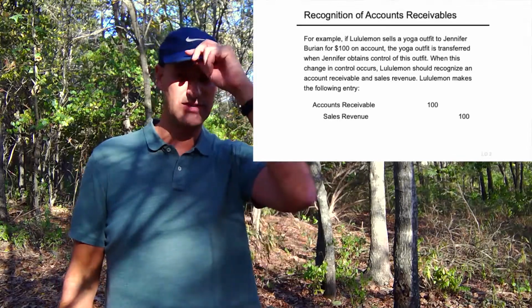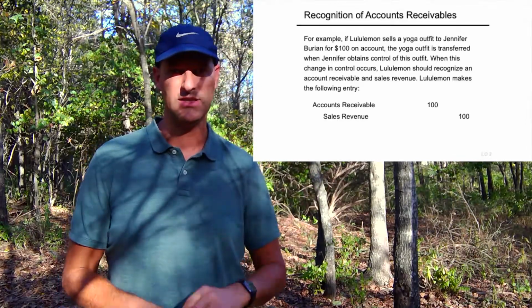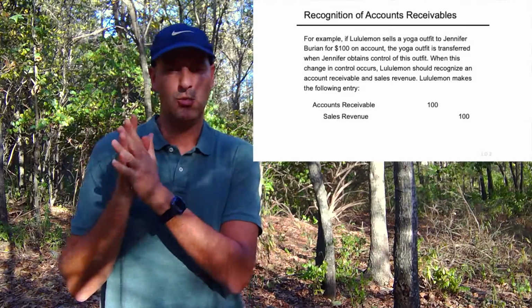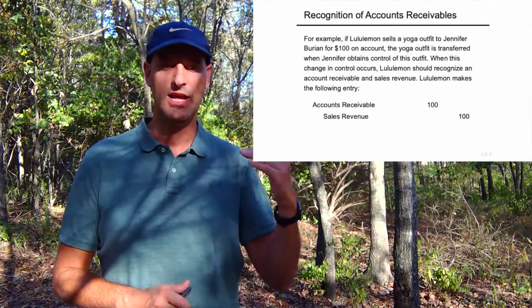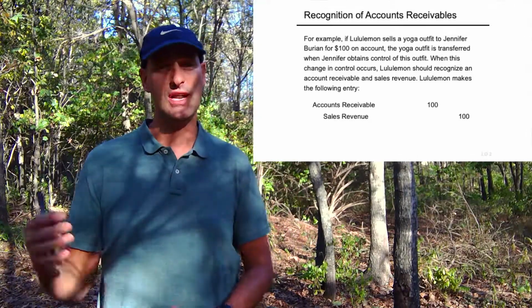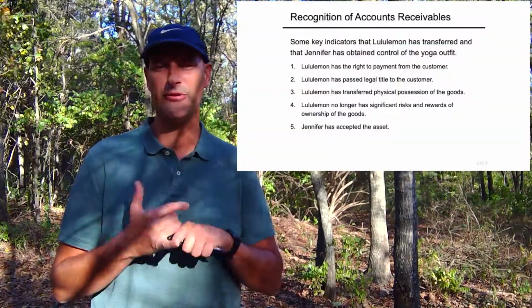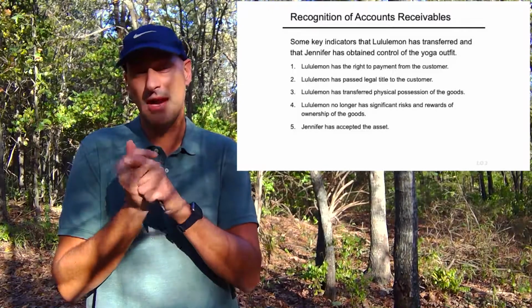They record accounts receivable for $100 because they sold this outfit for $100. They get to recognize the revenue. They record an accounts receivable, which is a debit for $100, and they record the sales revenue, which is a credit for $100. That's our accounting entry. Now, some indicators we're going to take into account when determining that this account gets to be recognized, or that we get to record the account receivable. Here are some indicators. One, the company has the right to payment from the customer. They have the right to receive payment.